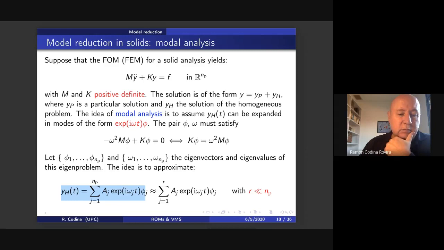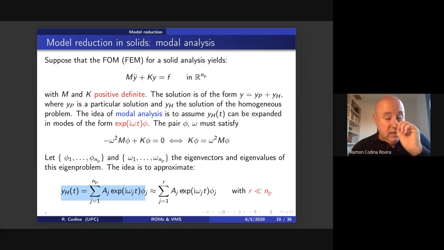And therefore, we can expand the homogeneous solution in this form that is exact, we can make that expansion, for certain amplification coefficients a_j. And the idea of the modal analysis is to take only a few terms of this expansion. So NP, maybe thousands or millions or whatever, a very large number, the number that you get from your full order model. But instead of NP terms, you take only a few of them. And a few means very few. So very few could be 2, 3, 4, 5, 6, something of that order, okay? Very few. That's the idea of the modal analysis.